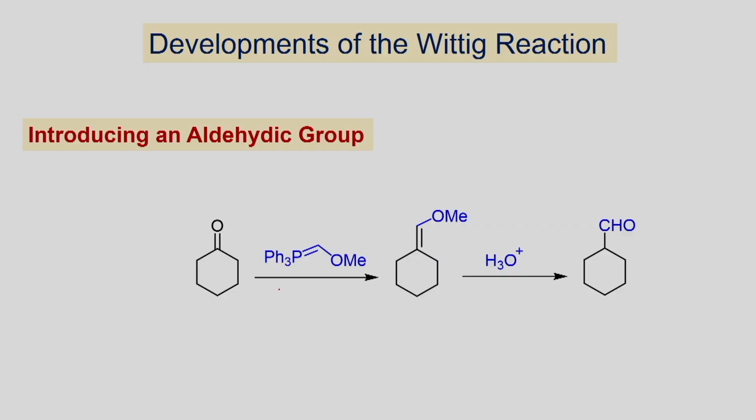Now let us look at the recent development in the Wittig reaction. Just as we have seen, if you have the ylide, you can react with aldehyde and ketone, and you get the alkene as a product. Now let us look at this ylide, which has the methoxy group substituent. It can also undergo reaction with cyclohexanone, as shown. As we have seen, it can undergo reaction.